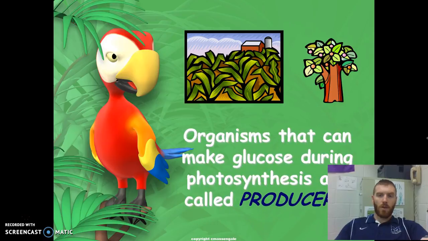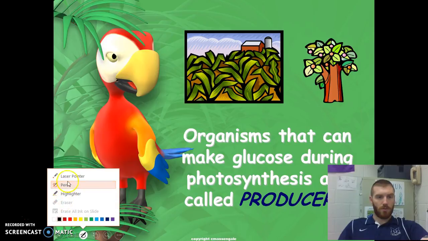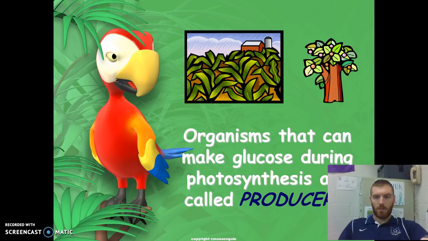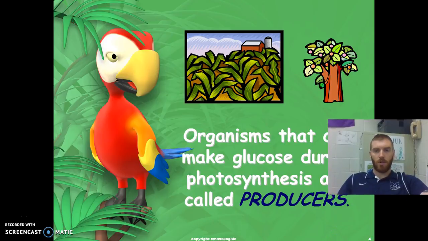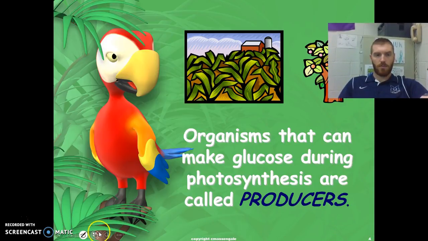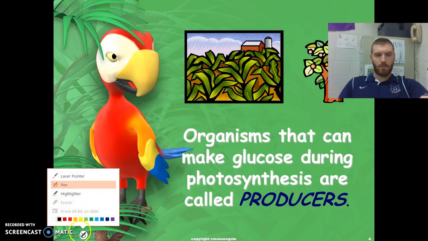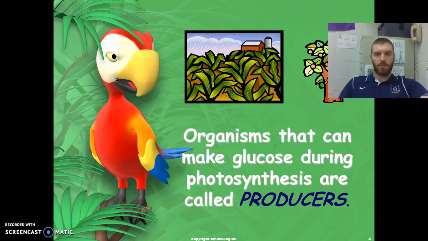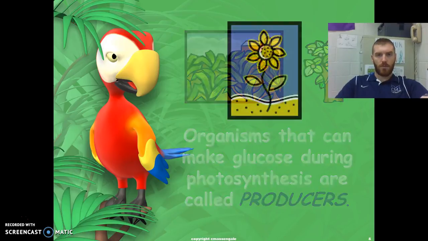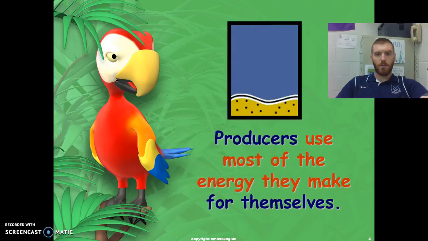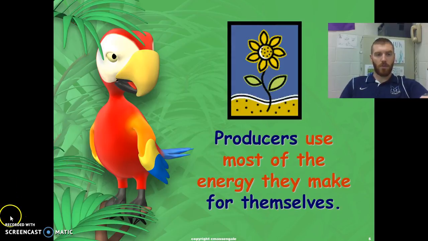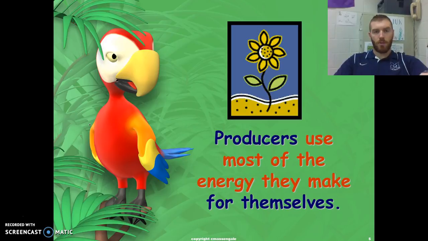Okay, organisms that can make glucose we call producers. And producers use most of the energy they make for themselves, which means that when you eat a producer, you are not getting all of their energy, as they have used most of it up themselves already.